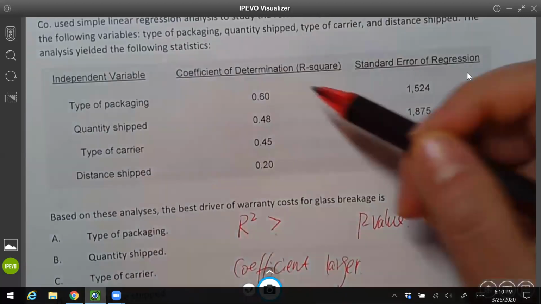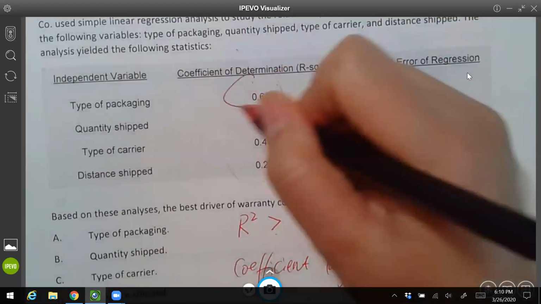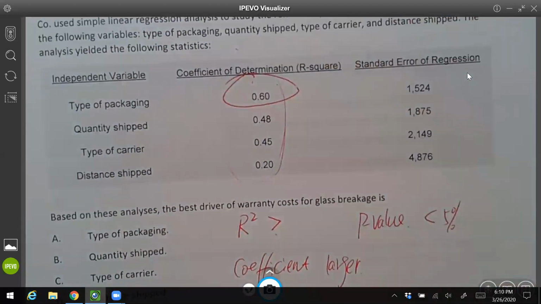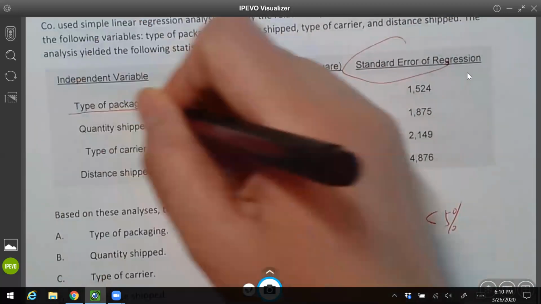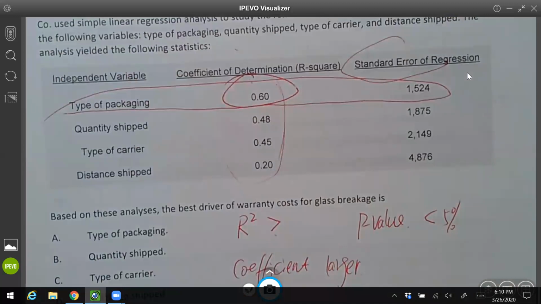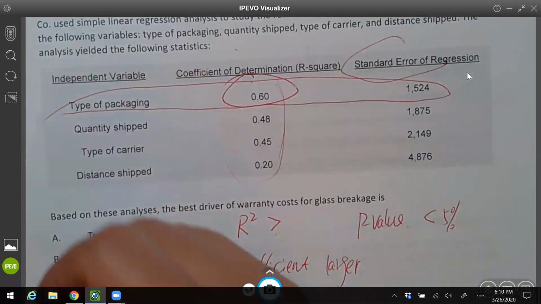So you look at all this R-square, and you find that this one has the highest R-square. We didn't talk about standard error, and I do not really expect you to know this. But from the name, you can know it's an error. Some students told me, I didn't know, but I know error is a bad thing. So we want this to be smaller. Combining these two parts, you should use the type of packing.